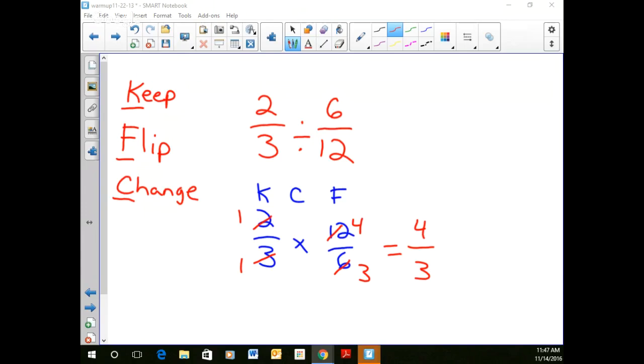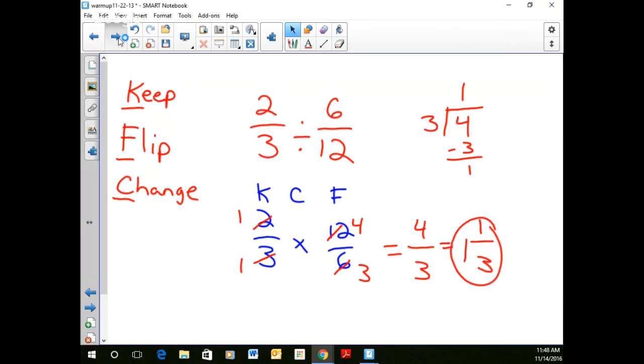You cannot leave it improper, so we must divide the denominator 3 into the numerator 4, which will go one whole time, and then we have 1 left over. That'll be our new numerator. The remainder is always the numerator. And the denominator stays the same. So our answer for this problem, how many 6/12 go into 2/3, is 1 1/3.